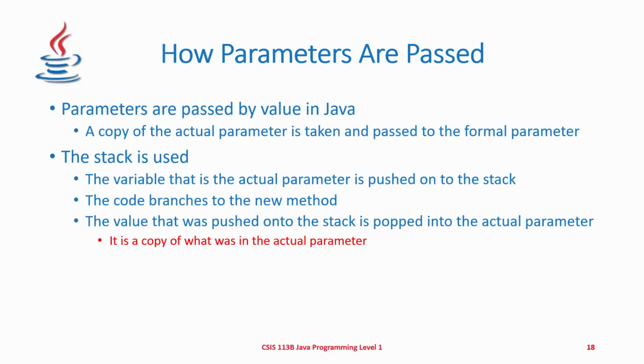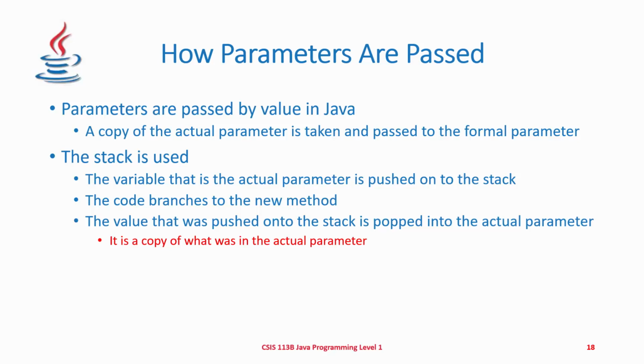Starting with this slide here, we're talking about how parameters are passed. Parameters are passed by value in Java as opposed to a reference. A copy of the actual parameter is taken and passed to the formal parameter. The actual parameter is the value that's being put in as the argument, and as I said in the example previously, it's then taken and passed to the formal parameter, the one that was being declared in the method.